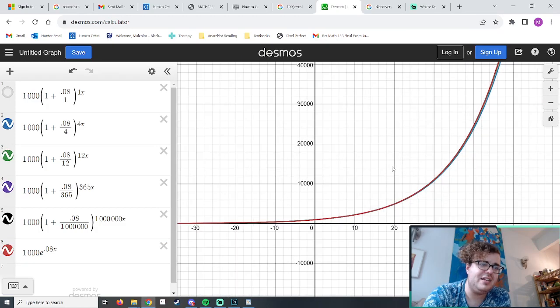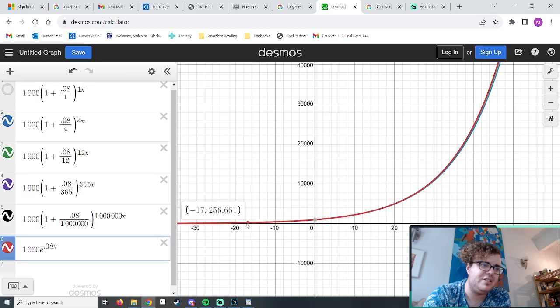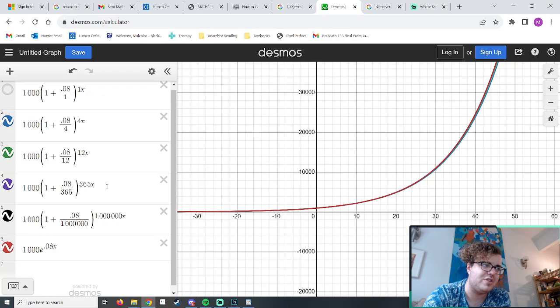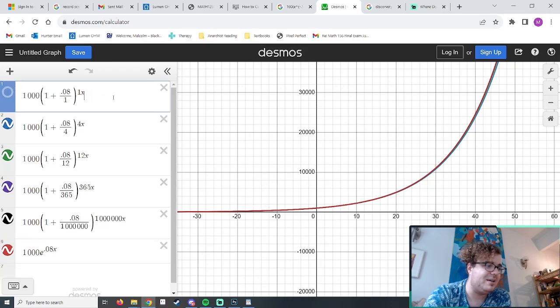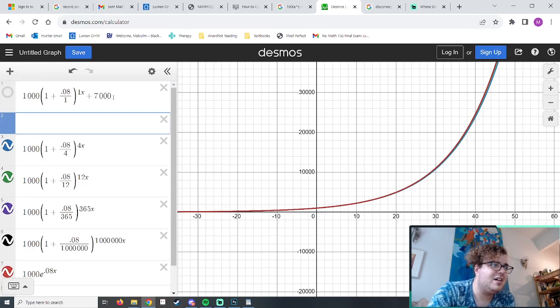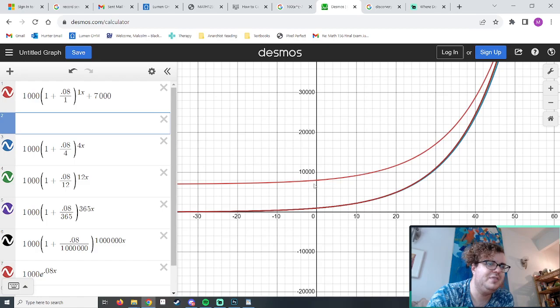They have this infinitely long tail going off to the left, usually with a horizontal asymptote at y equals 0, though if there's some sort of transformation, that might change. For example, if I do plus 7,000 to this one, you'll see it has a horizontal asymptote at 7,000 now.